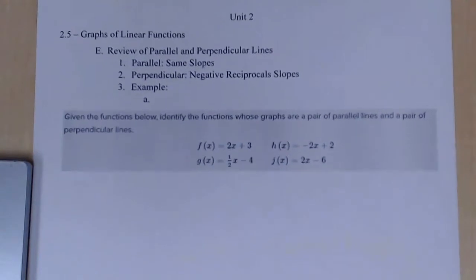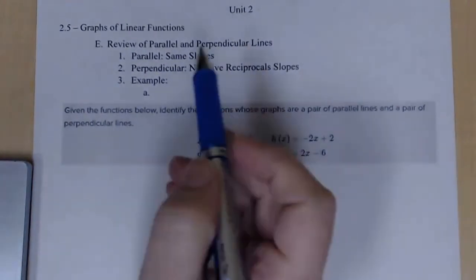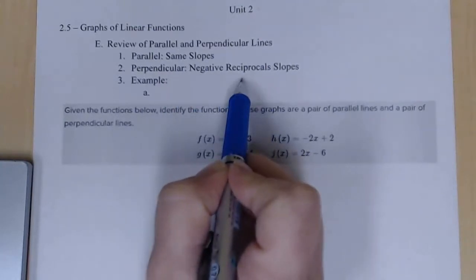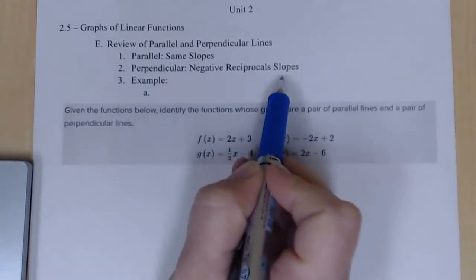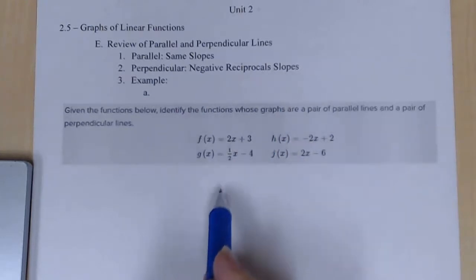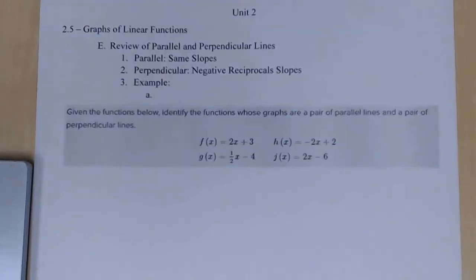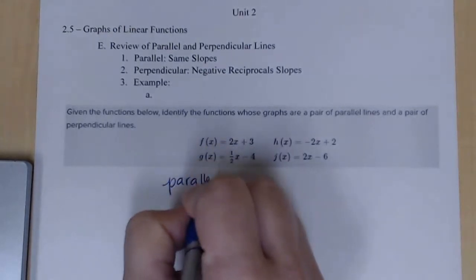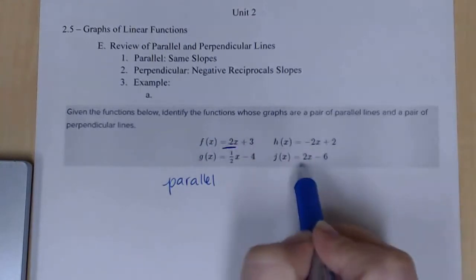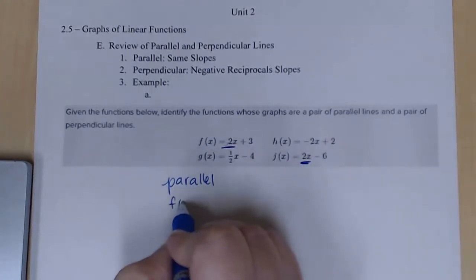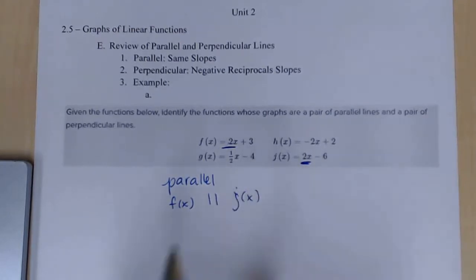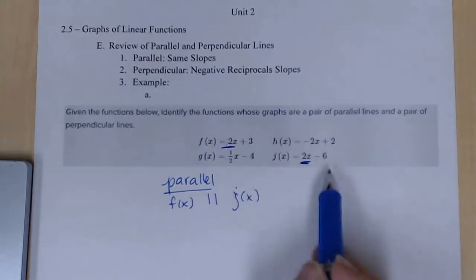Now lastly, let's review our parallel and perpendicular lines. Remember, parallel, you're going to have the same slopes. Perpendicular, you're going to have negative reciprocal slopes. So you're going to have to flip it and change the sign. In the first example, given the functions, identify which ones are parallel and which ones are perpendicular. I'm going to start with parallel first. I see that these both have a slope of +2, so that means f of x is parallel to j of x. That's just parallel notation. No one else is the same.